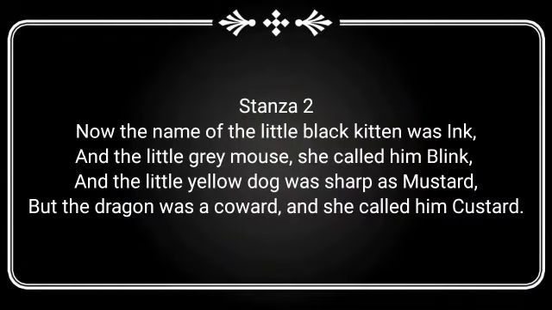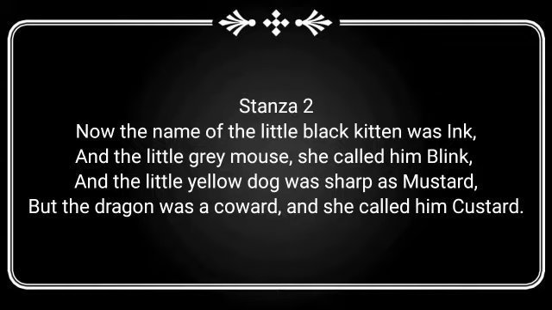Now stanza 2, children. Now the name of the little black kitten was Ink, and the little grey mouse she called him Blink. And the little yellow dog was sharp as mustard, but the dragon was a coward and she called him Custard.